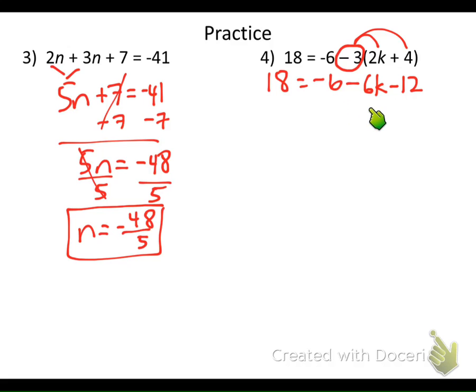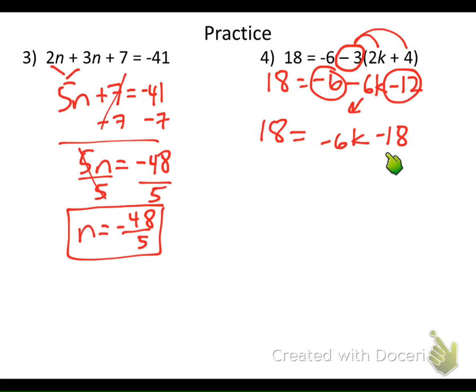I see negative 6 and negative 12 can combine. So negative 6 and negative 12 can combine, and that's going to be a negative 18. So I'm going to bring down my negative 6k first, make a negative 18 on the right, and put the 18 here. Some of you might be asking, Mr. Kim, can we switch the order of this negative 18 and this negative 6k? Yes, you can, as long as you have negatives on both of them. Right?